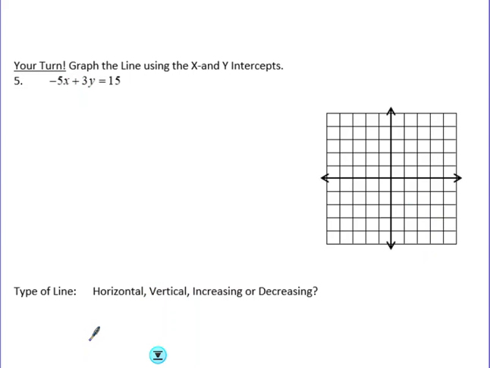Lastly, I want you to try this problem on your own. So pause the video, find the x and y intercepts, and then graph them. And I'll give you the answer in a minute.